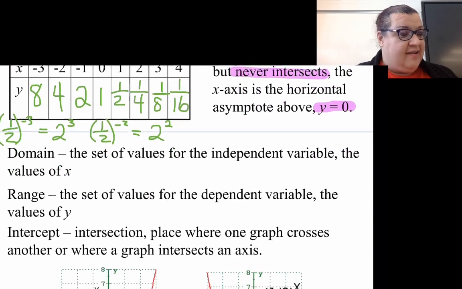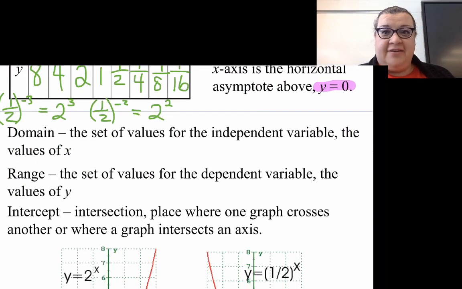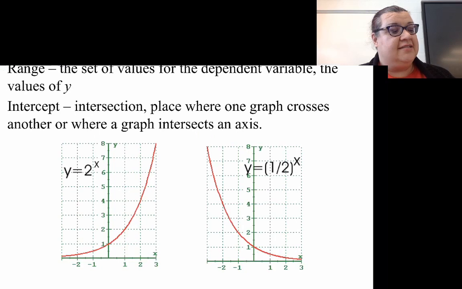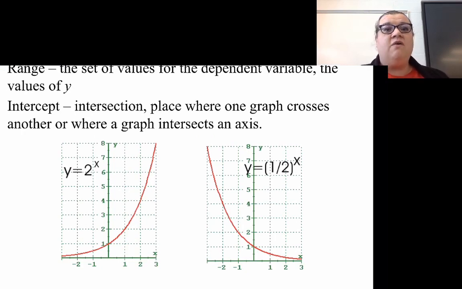So moving along then, I've just given you the reminder note about domain and range. We already know though, domain is all the x values, range is all the y values, and the intercept is either an intersection where two graphs cross each other, or if we're talking about a particular axis intercept, like the x-intercept or the y-intercept, we're talking about where the graph crosses the axis. So let's look at some of those things now for these two graphs. And here I've given you the pictures of the two graphs.